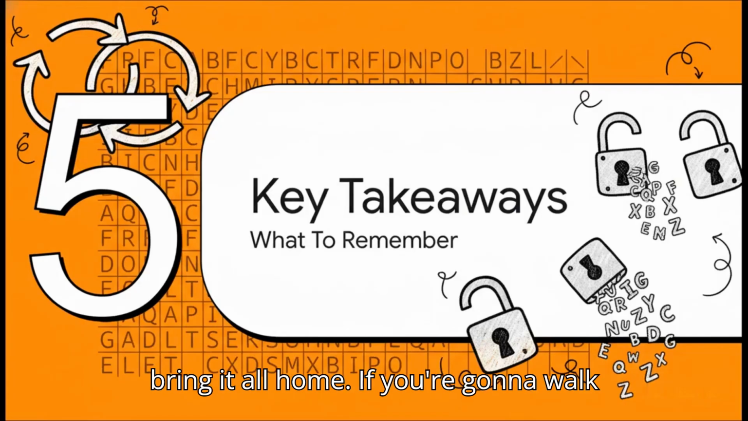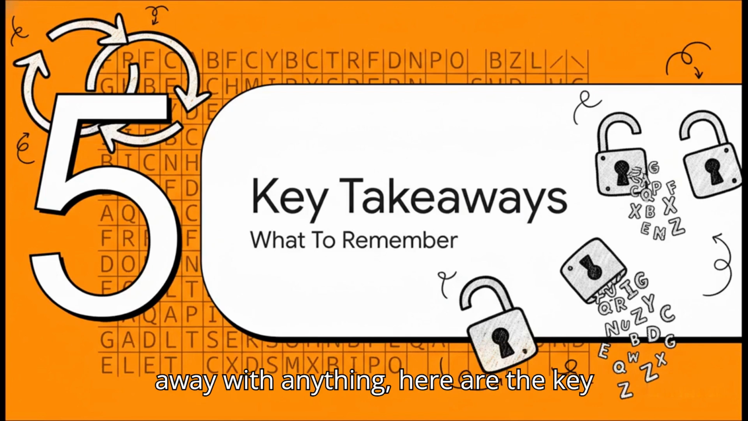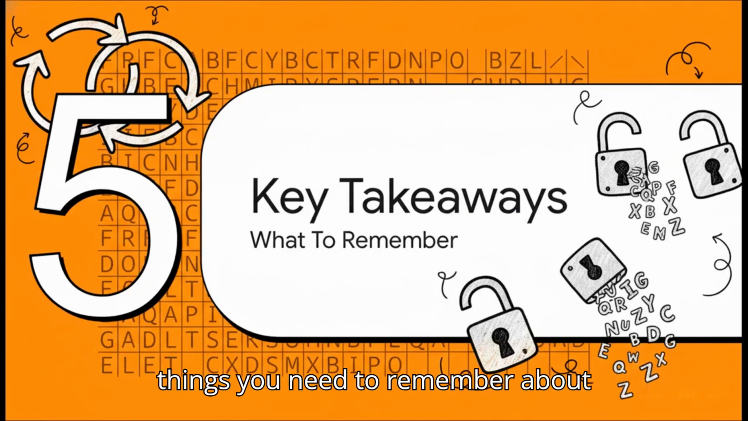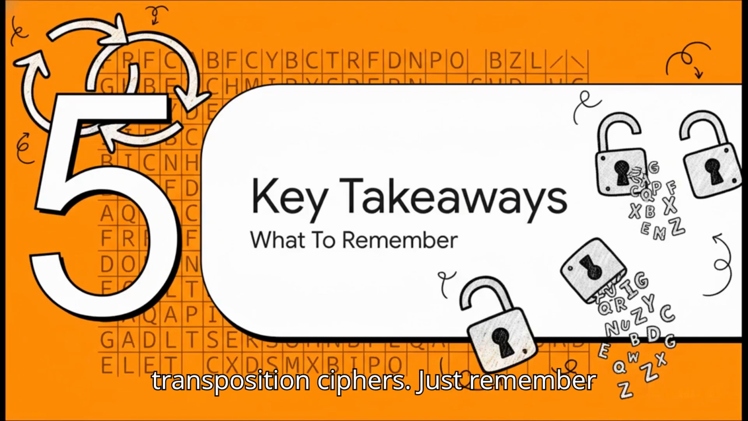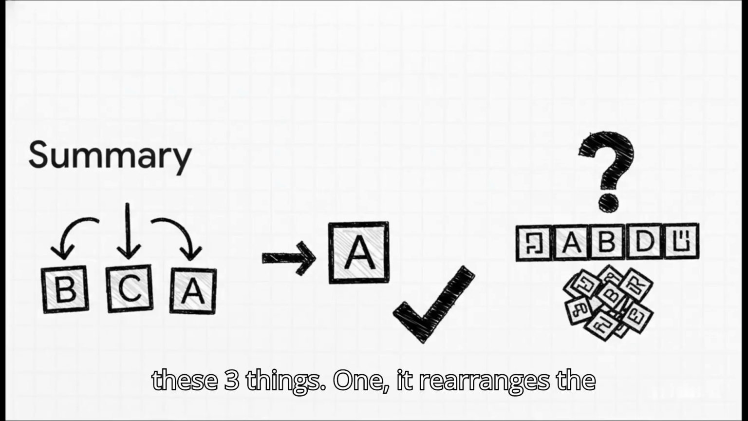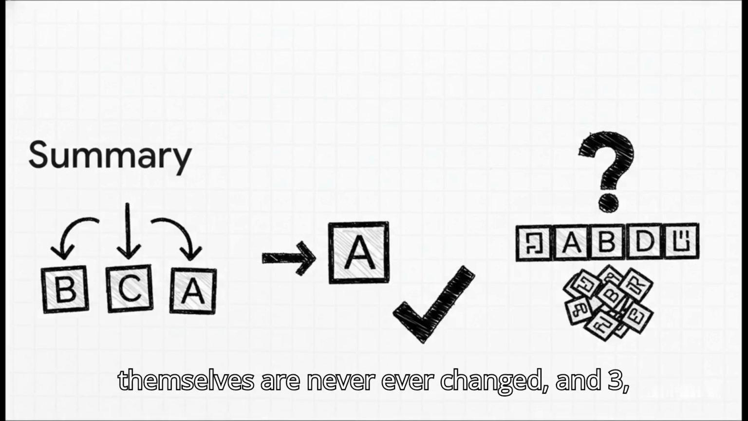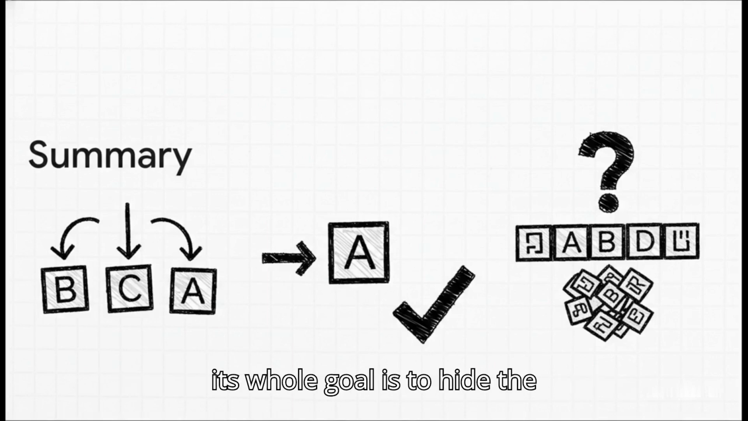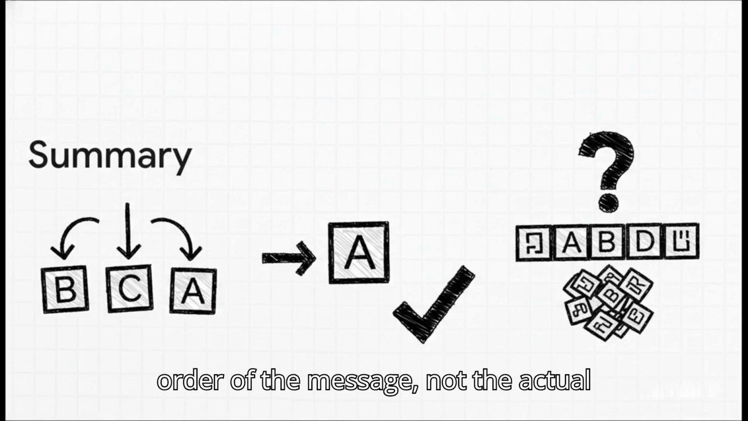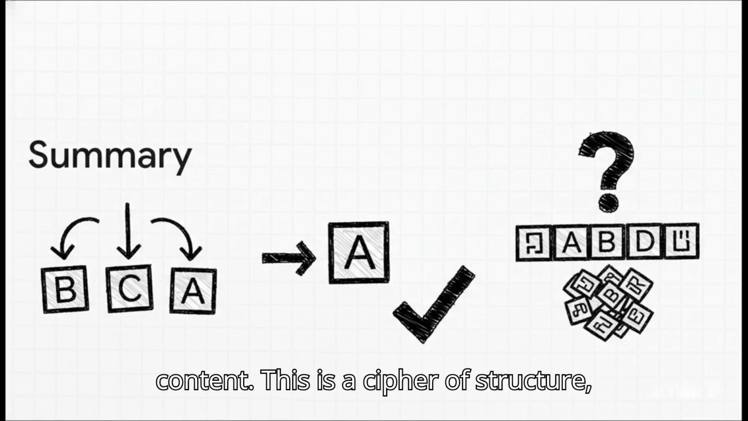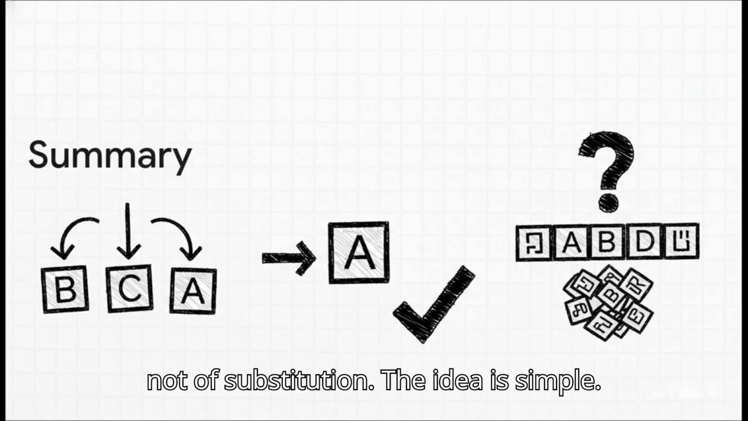All right, let's bring it all home. If you're going to walk away with anything, here are the key things you need to remember about transposition ciphers. Just remember these 3 things. 1, it rearranges the positions of letters. 2, the letters themselves are never, ever changed. And 3, its whole goal is to hide the order of the message, not the actual content. This is a cipher of structure, not of substitution.